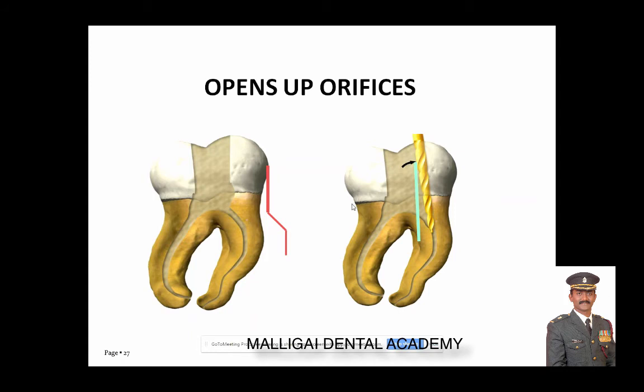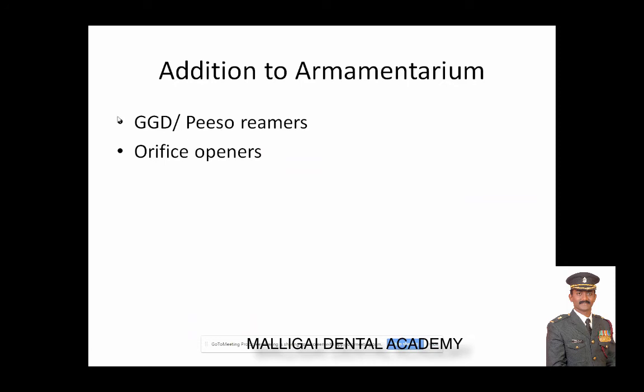Opening up of the orifice converts a difficult entry into the root canal system into a straight line access up to the middle third, facilitating entry of the rotary file. In addition to armamentarium, what is the cost that I need to add to my root canal? It is simply the cost of using one Gates Glidden drill or one piezo reamer to open up the orifice, or your orifice opener, which is provided with all the standard rotary systems on the market today.